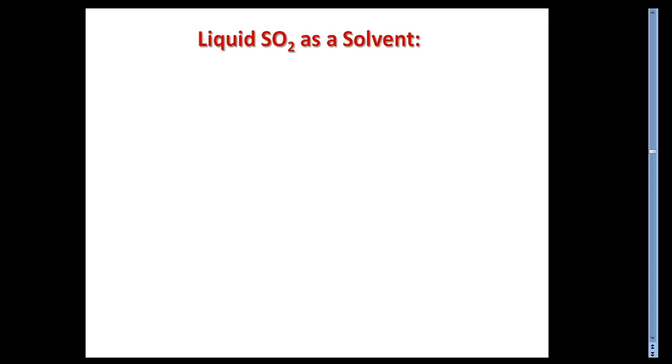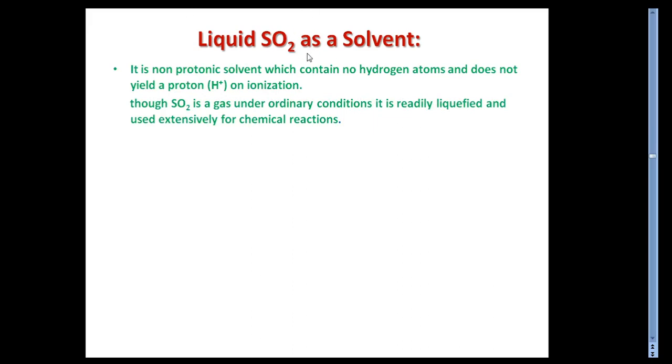Before we discuss liquid SO2 as a solvent, we will try to introduce some of its important nature. As far as its important parameter is concerned, it is a non-protonic solvent. Students, as far as the SO2 group is concerned, there is no proton, so overall we can say it is a non-protonic solvent which contains no hydrogen atom, and therefore it doesn't produce any proton during ionizations.